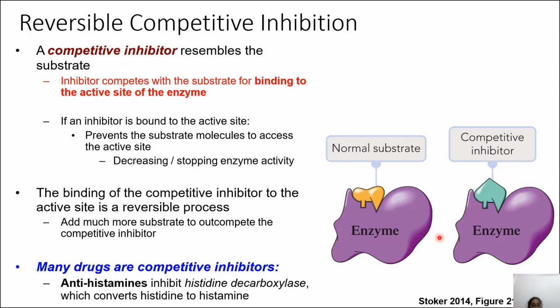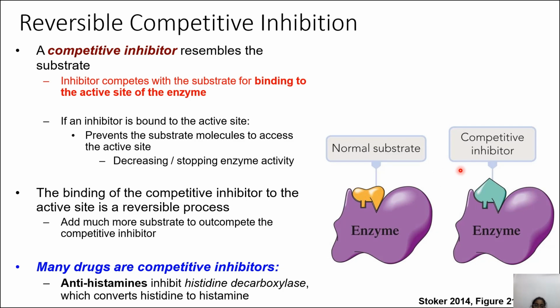So a competitive inhibitor will resemble the substrate. If you see like this, the inhibitor basically competes with the substrate for binding to the active site of the enzyme. So if an inhibitor is bound to the active site, the substrate can no longer bind to it because it basically resembles the substrate. So it prevents substrates from getting access to the active site, so it basically decreases or stops the enzyme activity.